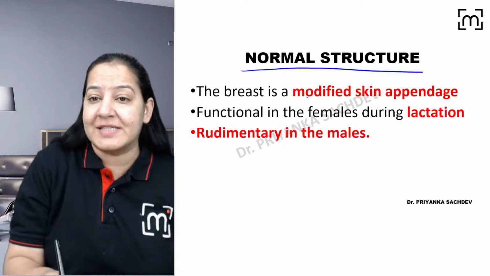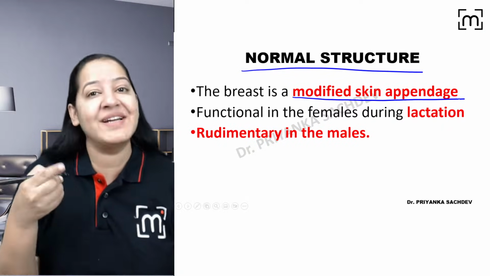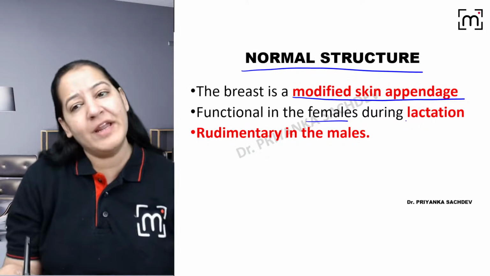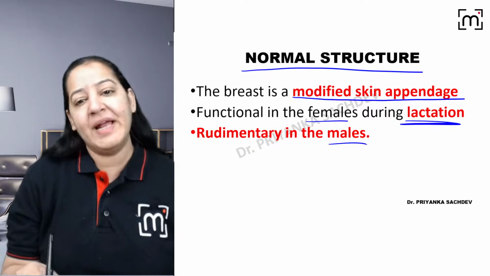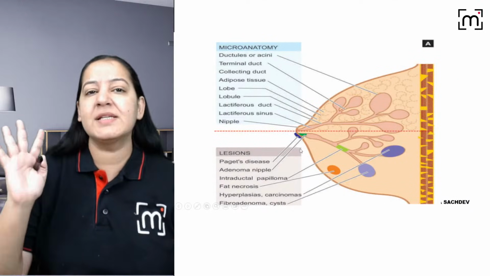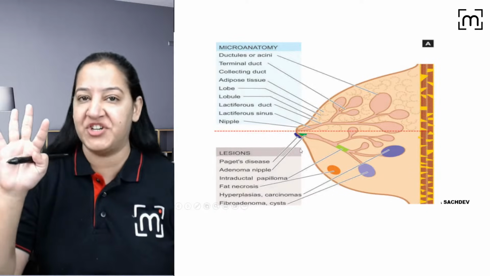We know what a breast is. Breast is a modified skin appendage. It is functional in females only during the lactating period. Otherwise, it's non-functional in females also. In males, throughout life, it is rudimentary. So this is the female breast, and this is the structure. Let me explain the structure in detail.